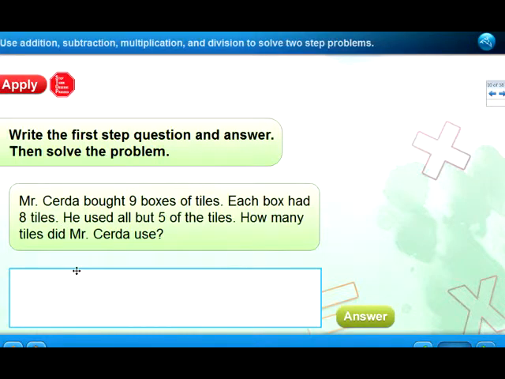How many tiles did Mr. Cedra use? First of all, I see that 9 and that 8. I think we're going to be using those together. Am I going to use add? There are 9 boxes with 8 tiles, or multiply? Let's try multiply. 9 times 8 is 72.